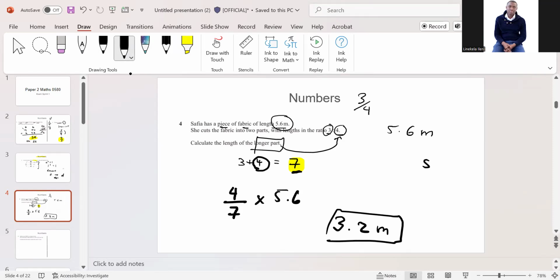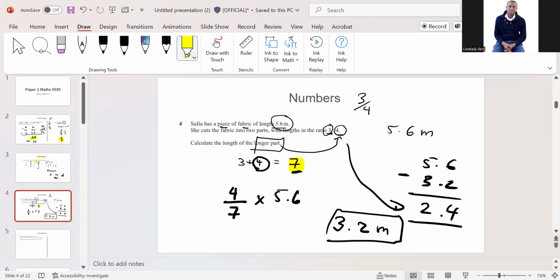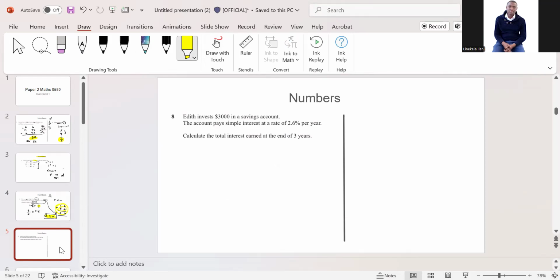And if that's the case, then the shorter one will be when you subtract the 3.2 from that. So the shorter one, which is the 3, is literally 2.4. But the correct answer here, guys, is 3.2. I just did this to show you how we can also get the shorter one. So ratios as well, be careful. You might get one of those.